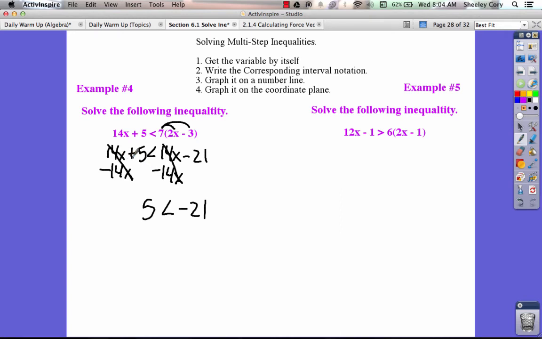This 14x plus 5 is never going to be less than 14x minus 21, which kind of makes sense. You have two things that are the same, 14x. If you add 5 to one of them, but you subtract 21 from the other one, the one that's plus 5 will never be less than the other. This one would be greater than. So in this situation, because 5 is not less than negative 21, because this is not true, this would be a no solution problem.